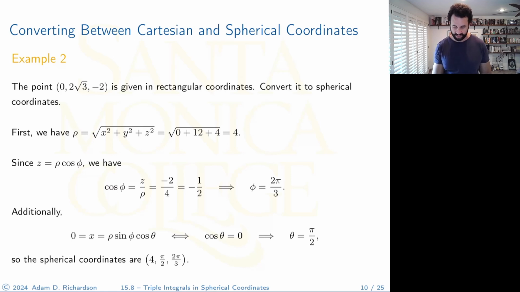So when we simplify that result, we get 4 for the radius rho. And now we need to find phi and theta, so that's the goal. Now, we know that z equals rho cosine phi.